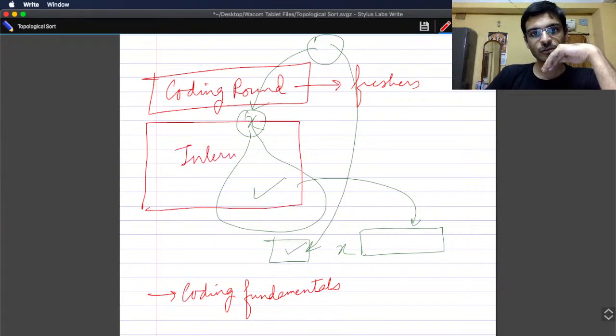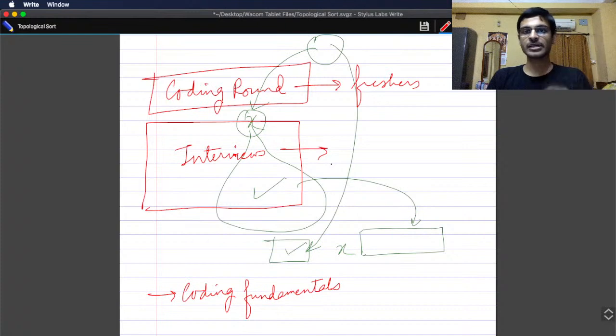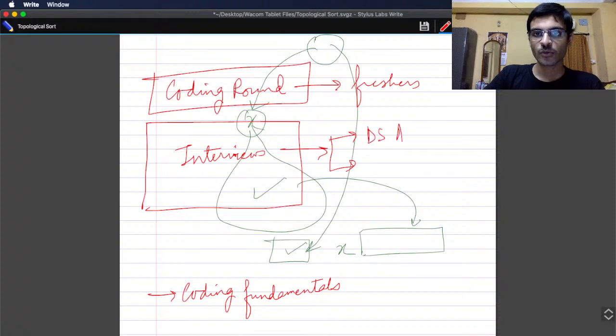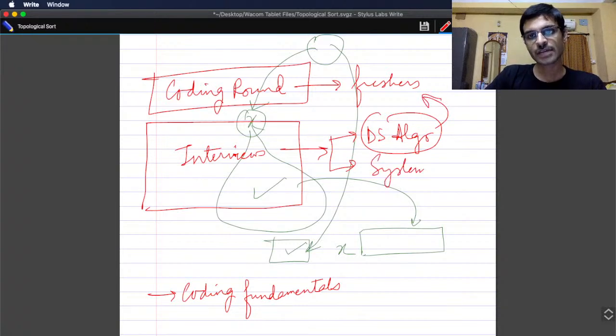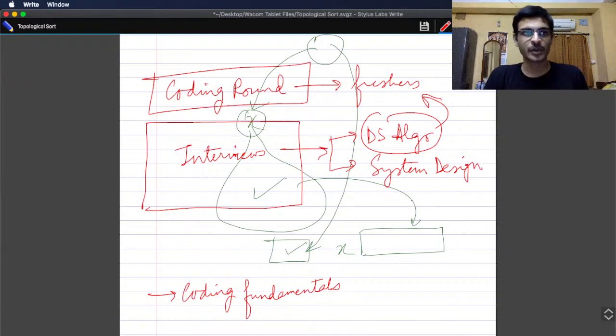Now, in interviews for people who are 2 year, 3 year experienced, there are two things which are important. One is the usual coding interviews, DS algo interviews, which are almost the only interviews for freshers, and you have the system design. I won't be touching on system design much because I am myself not very experienced in that. But in terms of DS algo, I can tell you what exactly is expected.